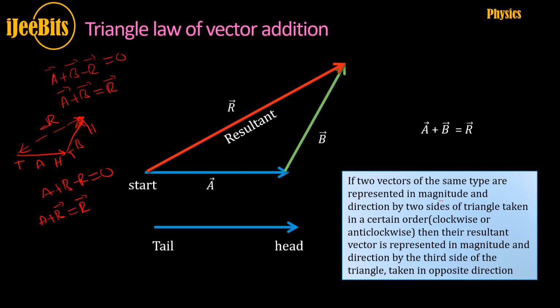So a lot of fun we can get using vectors. You're clear? So, the triangle of vector addition: two vectors of the same type are represented in magnitude and direction by two sides of a triangle, clockwise or anti-clockwise. You can take whichever you like. Then the resultant vector is represented in magnitude and direction by the third side in the opposite direction. Okay, this is your triangle of vector addition. I hope you are clear.